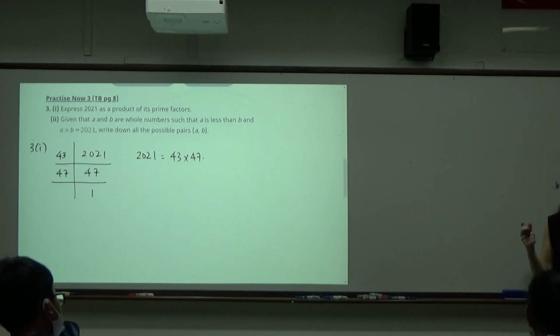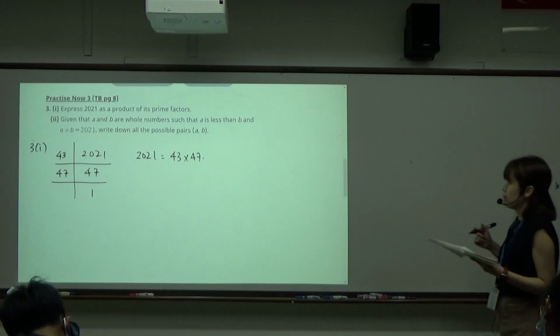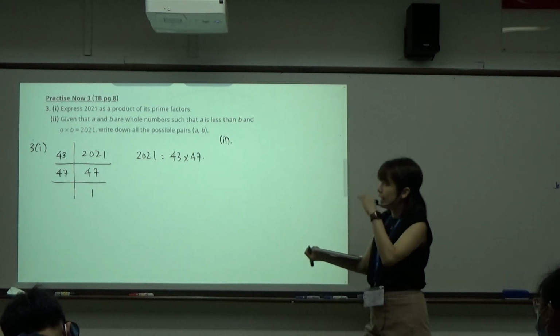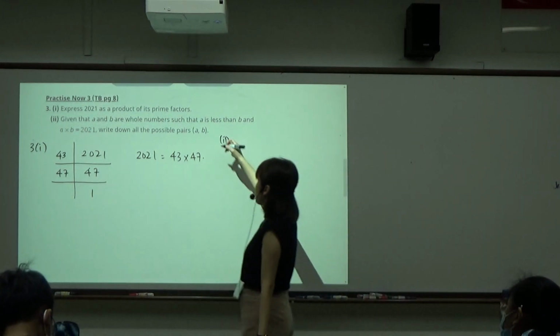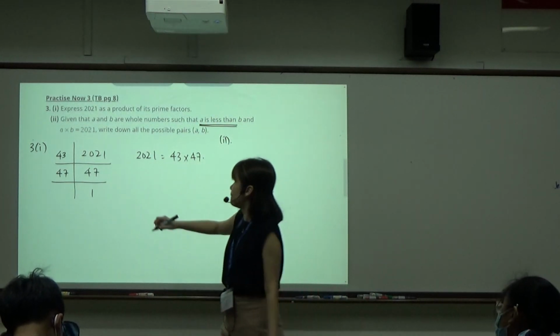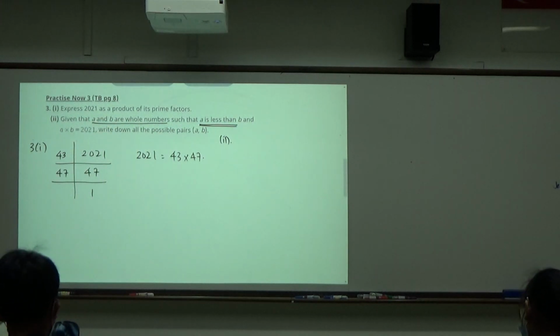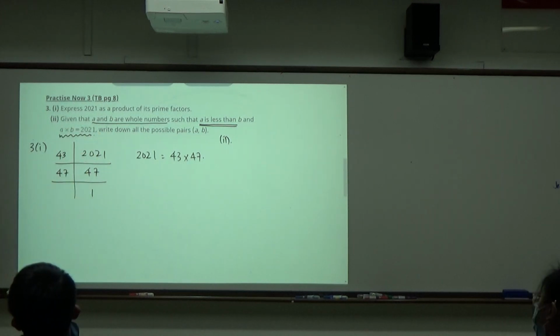Whoever did this question yet? Because you look at me like you already know this. Let's go to part 2. Given that A and B are whole numbers, such that A is less than B. A very important part of the question is that A is less than B, and A and B are whole numbers. And a very, very important thing to note is that A times B must be equal to 2021. The question asks us to write down all possible pairs of A, B.